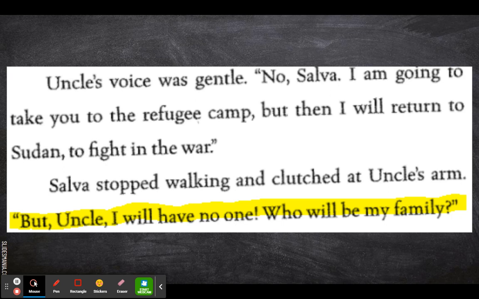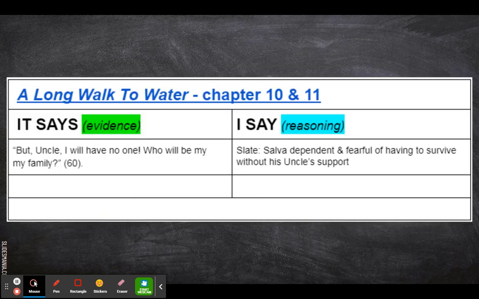Right after they get through the desert, Salva's uncle tells him, hey, once we get to the refugee camp, I'm going to leave you. And Salva reacts strongly to that. He says, oh, uncle, but I'll have no one. Who will be my family? He's very upset to think that he might be left alone. He's afraid. So I write a characterization note. I capitalize the S in SLATE because I think it's his speech that mostly shows that. And Salva's dependent and fearful of having to survive without his uncle's support.